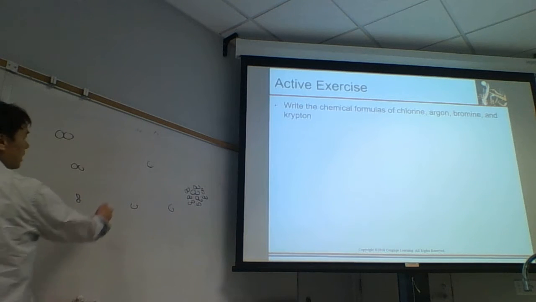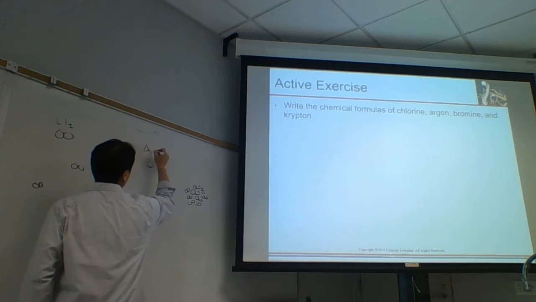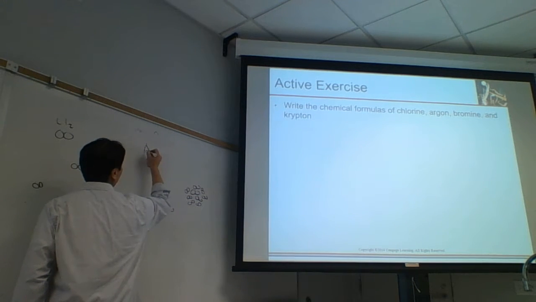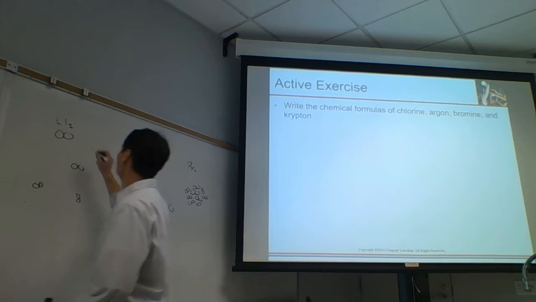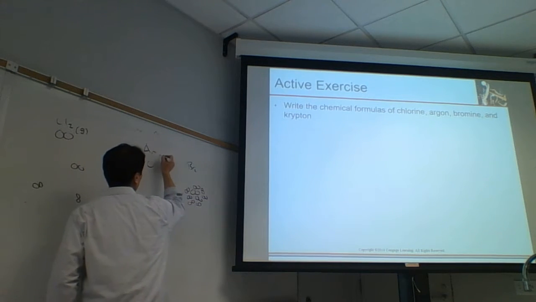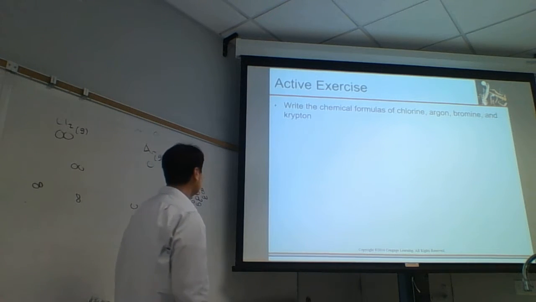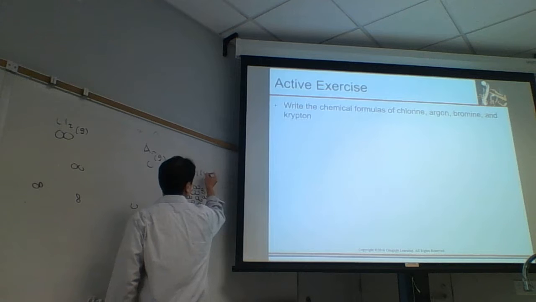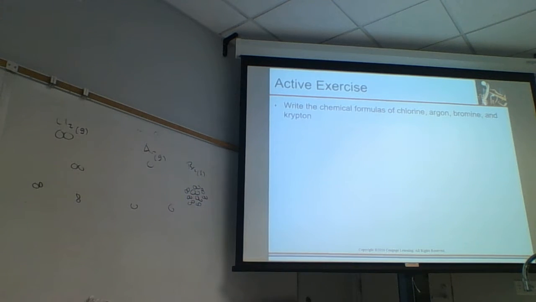Krypton is a single atom gas, like argon. So this would be chlorine, this would be argon, this would be bromine. Now, chlorine we call Cl2(g). Argon we call Ar(g). Bromine we don't call a gas. It's a liquid, so we use L. And finally, krypton occurs as single atoms in the gas phase, so this would be Kr(g).